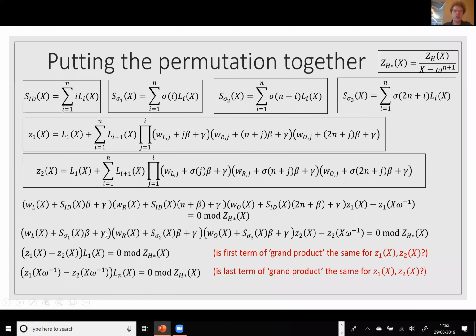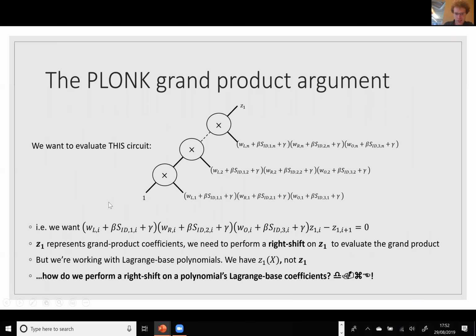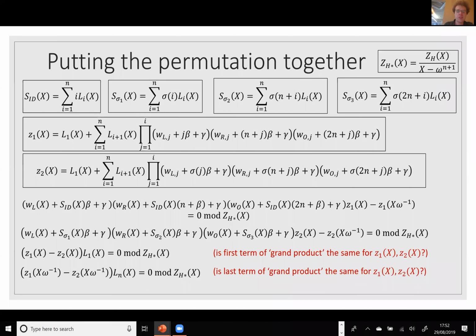And then the only thing to do is you need to check 2 things. One, that the first coefficient of both of these grand products is the same, so they have the same starting point. So to go back to that circuit diagram, I said here that it starts out with left y being equal to 1. Technically, it doesn't have to be equal to 1. It's just that both grand product arguments need to start at the same point. So that's what you're checking with the third argument here.